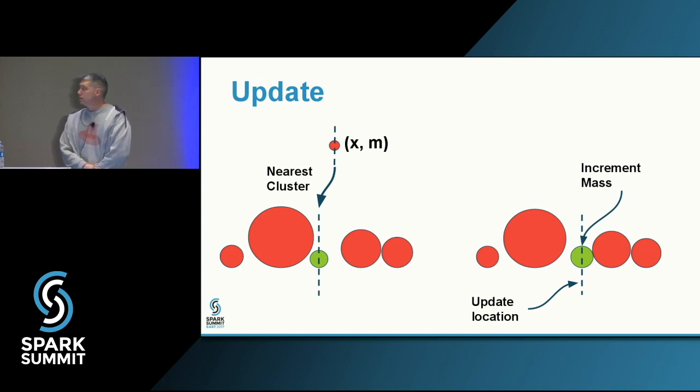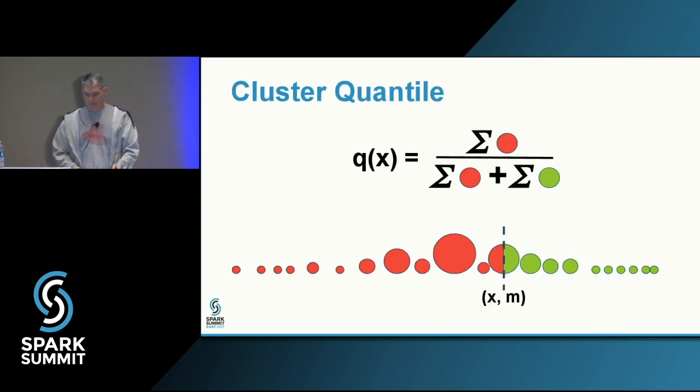When you update it, you have an incoming observation, and all you do is you locate the cluster in the T-Digest nearest to that observation. In this case, it's the green one. You add the mass, and then you also update the location based on the weighted average. And at this point, I'm going to make a little observation. You can see that I drew the incoming observation as another cluster. And you can see that because the observation is also basically a location and a mass, your incoming observations are the exact same thing as what's being stored under the hood for the T-Digest. That's going to come back later.